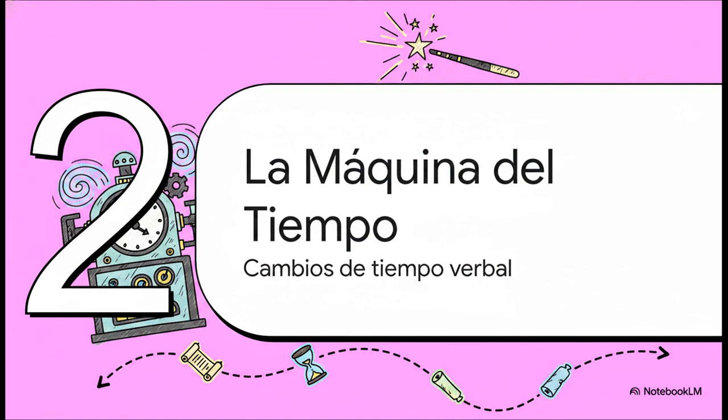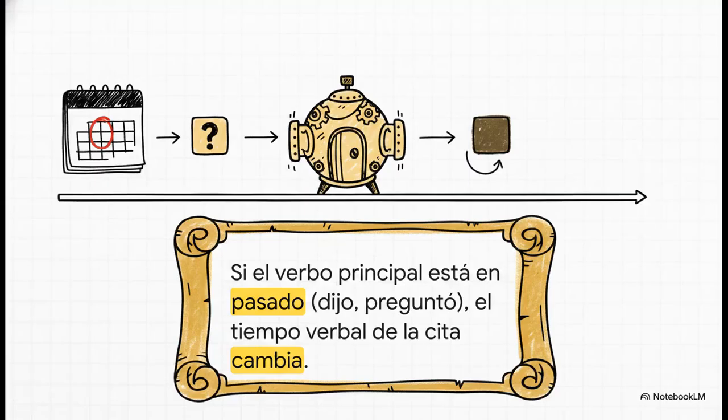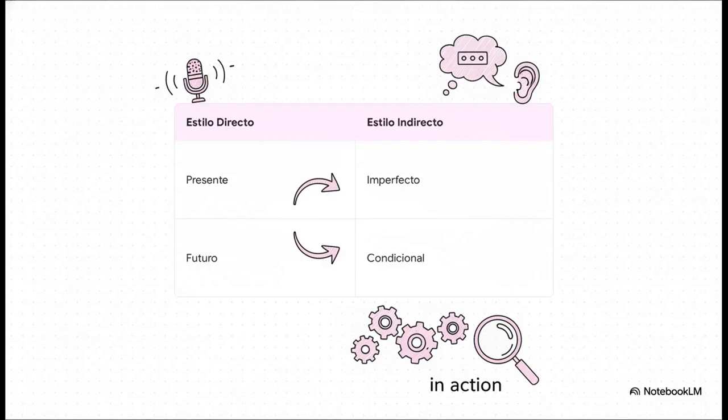And now for the really cool part, the part that feels a little bit like magic. When we report something that was said in the past, the verb tense has to do a little time travel too. This is the golden rule, and it's actually pretty simple. If your main reporting verb is in the past, like she said, dijo, then the verb from the original quote has to take one step back into the past as well. Think of it like a time machine for your verbs. Now this table shows you the two most important shifts you'll be making all the time. If the original quote used the present tense, like estoy, it hops back to the imperfect, estaba. And if it was in the future, like iré, it shifts back to the conditional, iría.